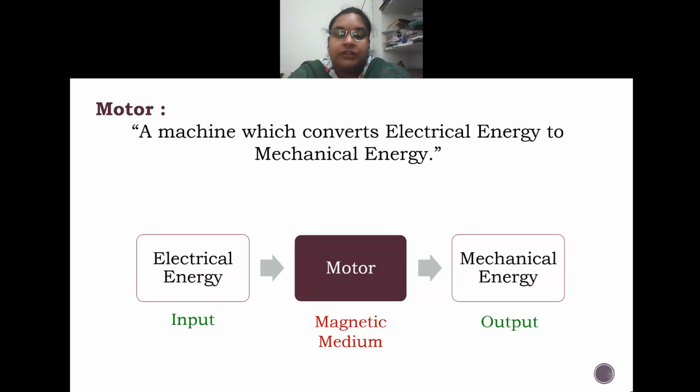Whatever the conversion might be, from mechanical energy to electrical energy or electrical energy to mechanical energy, all conversion takes place in the magnetic medium. How and why are we going to the magnetic medium? Let us see. When we understand the fundamental laws, we'll understand why we are going to the magnetic medium.